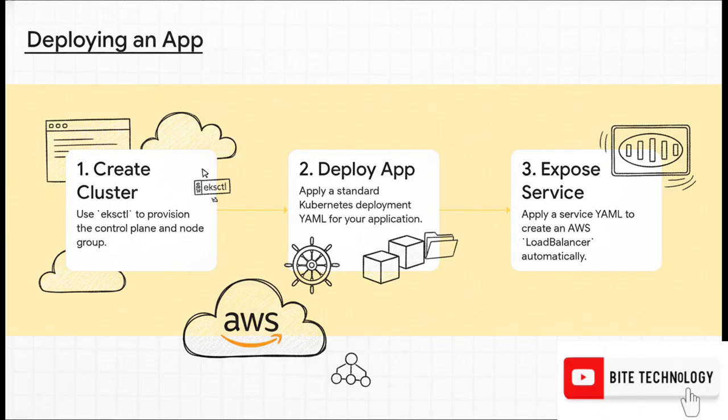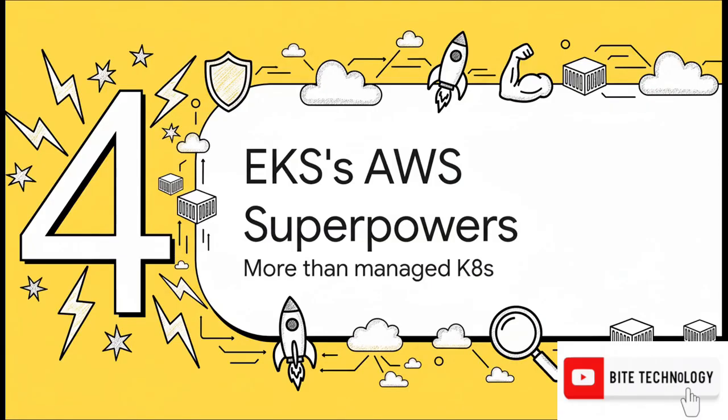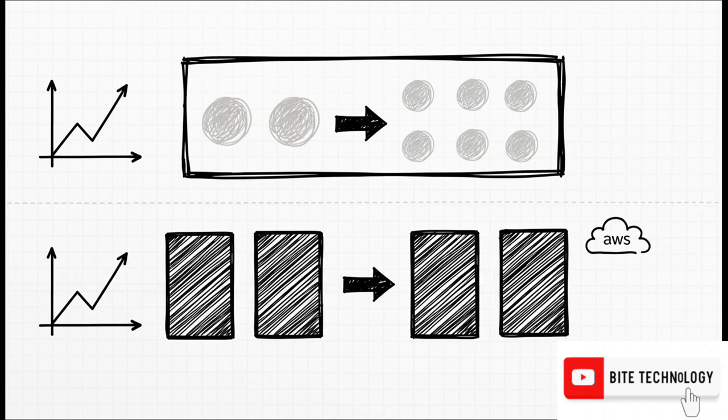It's incredibly seamless. Now here's where things get really cool. Using EKS isn't just about handing off the boring management work. It's about unlocking a whole set of superpowers that you only get because it's so deeply integrated with the rest of AWS. Superpower number one, scaling.